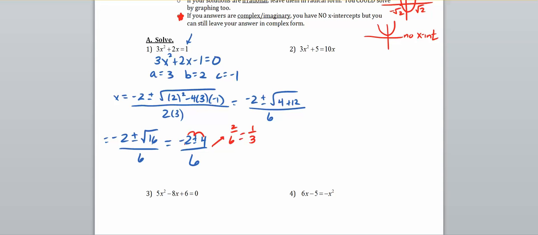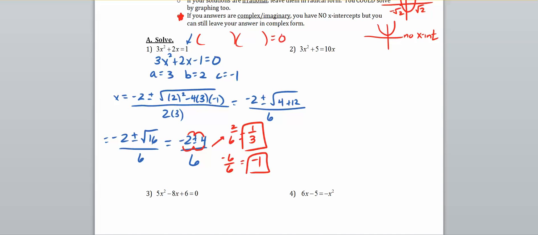Then take the negative or the bottom root. What's -2 minus 4? Well, that's -6. What's -6 over 6? It would give me -1. So the two solutions to my quadratic equation that I was given in example 1 are 1/3 and -1. Because those are integer solutions, you actually could have solved this problem by factoring, all right?